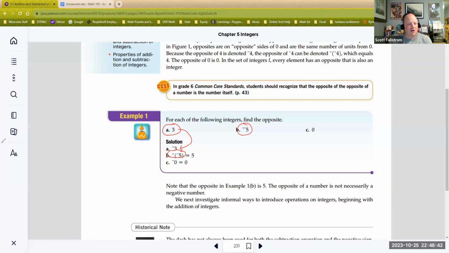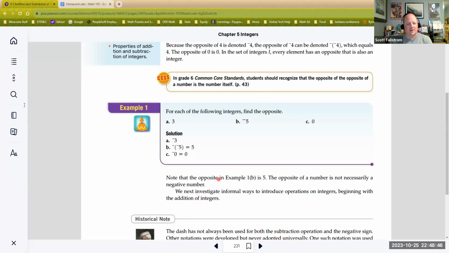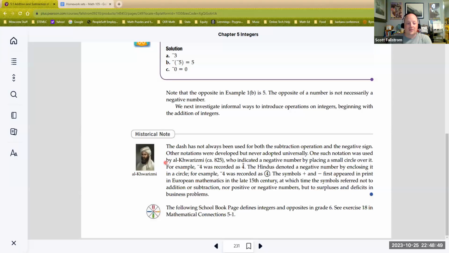Okay. So let's talk about this then. What kind of operations do we have as we take a look? Oh, and this is a great little note here historically. If you haven't heard this story, there was a mathematician named Al-Khwarizmi. Al-Khwarizmi indicated negative numbers differently. Instead of the little symbol out in front, he put a little circle over it to indicate, hey, this is that quantity just going the other direction.